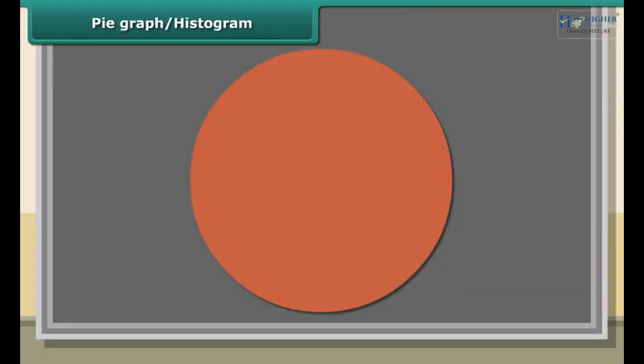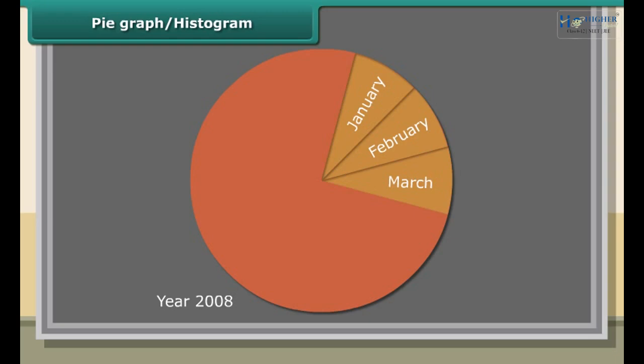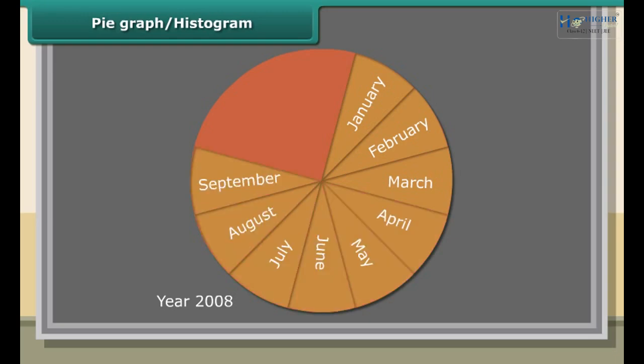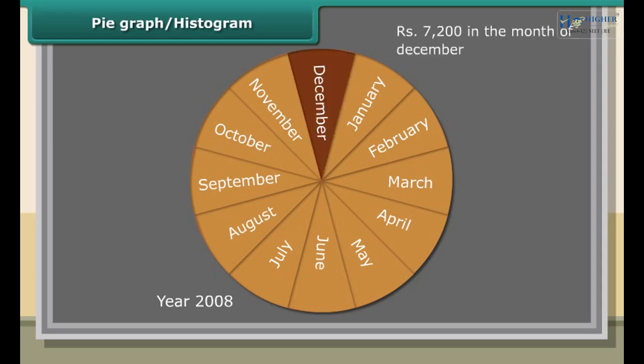Pie graph or circle graph. A pie graph is used to compare parts of a whole. The circle represents the whole in a pie graph. In the month of December 2008, Ramu spends his monthly salary amounting to Rs 7,200 on different items.